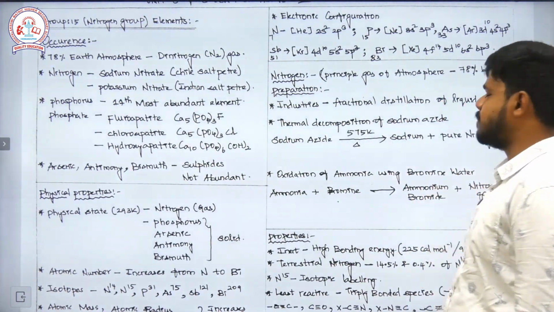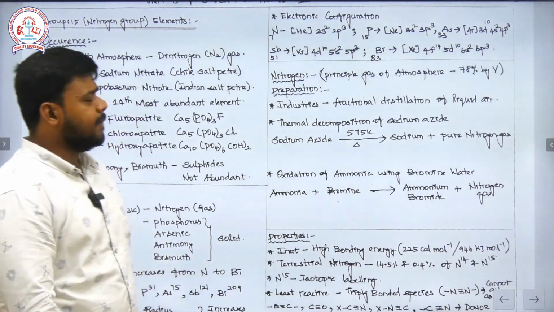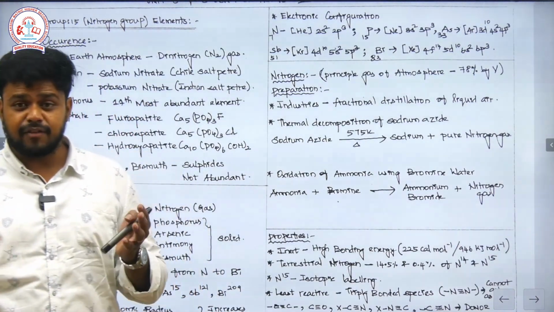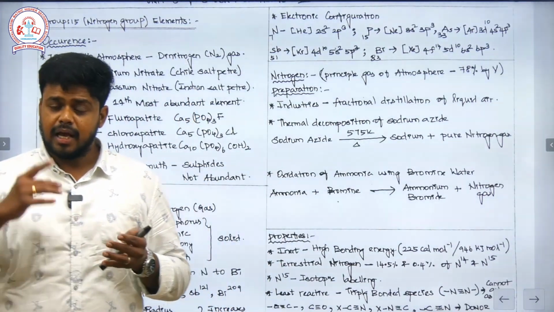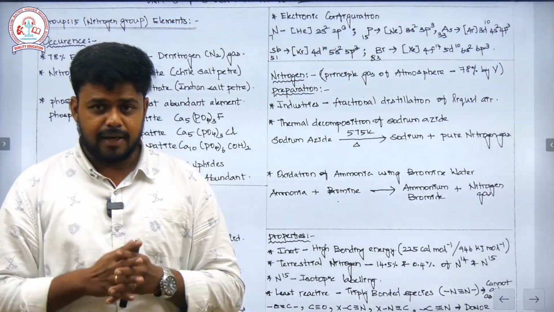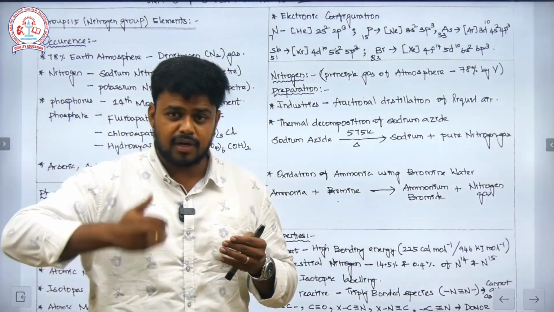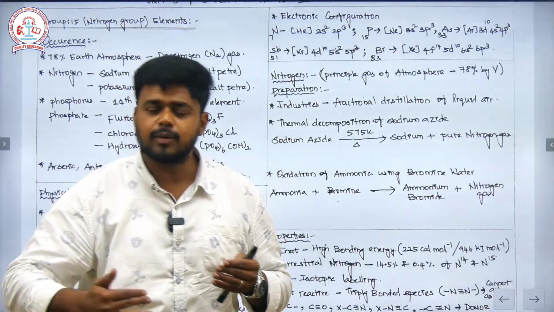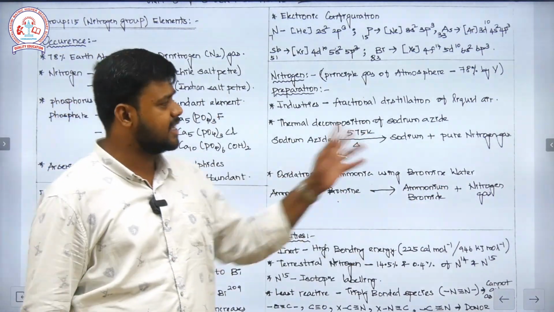It is the principal gas in the atmosphere because it occupies 78% by volume. We know it. And it is prepared in industry by the fractional distillation of liquid air. Liquid air contains a mixture of O2 and N2. While doing the fractional distillation, oxygen distills out at a different temperature and nitrogen distills out at a different temperature. So obviously it is very easy to separate them through fractional distillation.